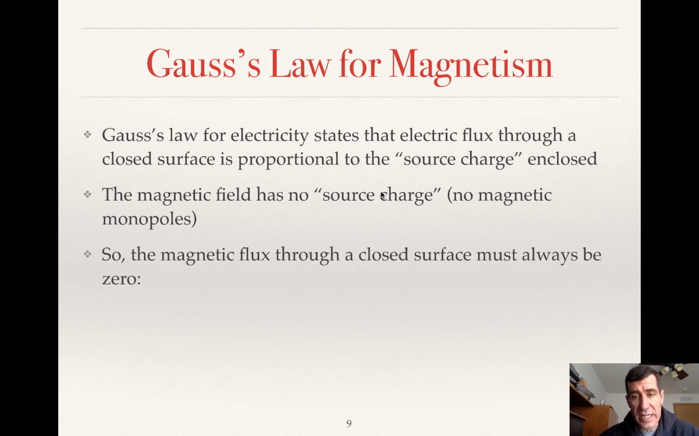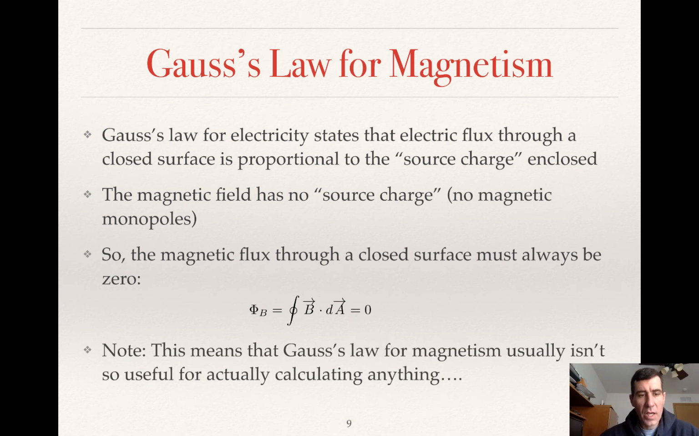Well, if there is no magnetic source charge, then the source charge is zero. And so the magnetic flux through a closed surface must always be zero. So that actually gives you Gauss's law for magnetic fields. The magnetic flux through a closed surface now has to equal zero. So that's Gauss's law for magnetism. Of course, since it's always equal to zero, it means that it isn't terribly useful for actually going and calculating much of anything.